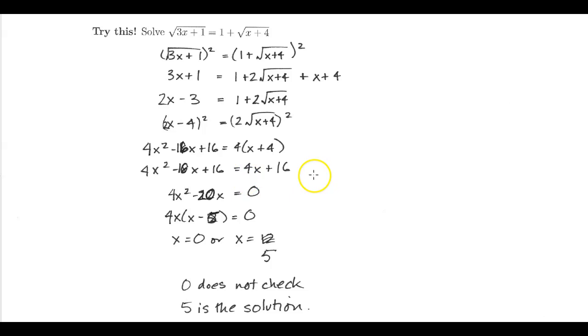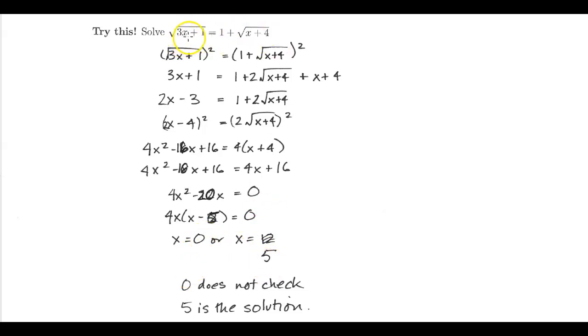So we can distribute the 4 on the right-hand side. The 16s will subtract out. When we subtract 4x from both sides, we get 4x squared minus 20x equal to 0. And that's 4x times x minus 5 equal to 0. So potential solutions are 0 and 5.